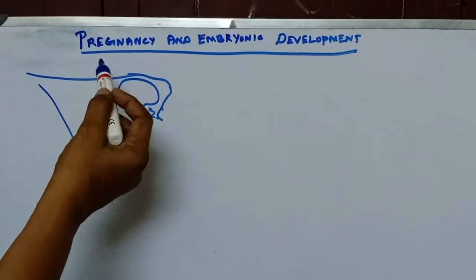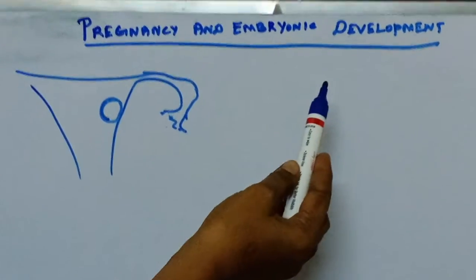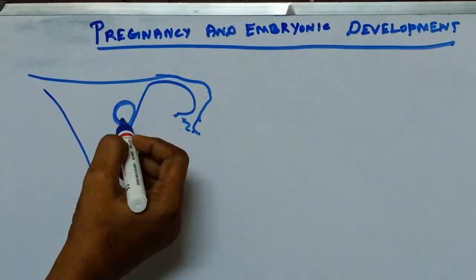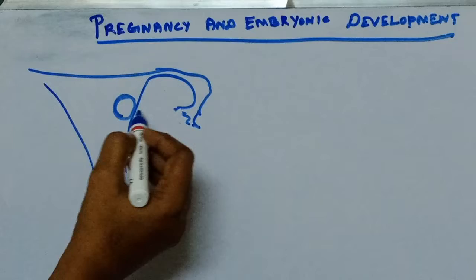Today let us see pregnancy and embryonic development. When the blastocyst attaches to the uterine wall, what are the changes that take place?